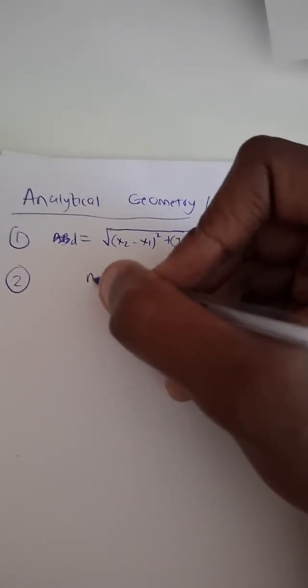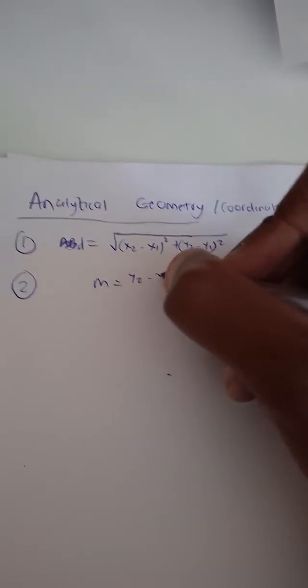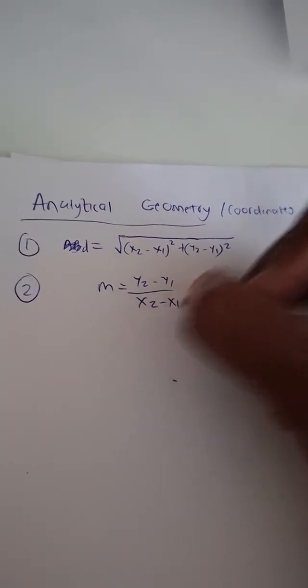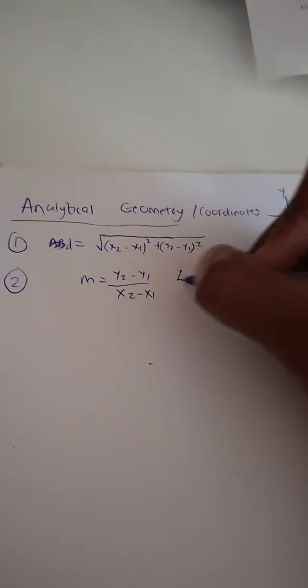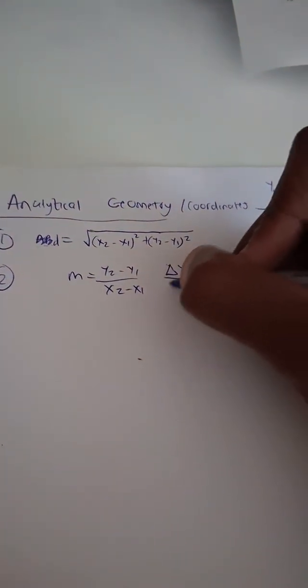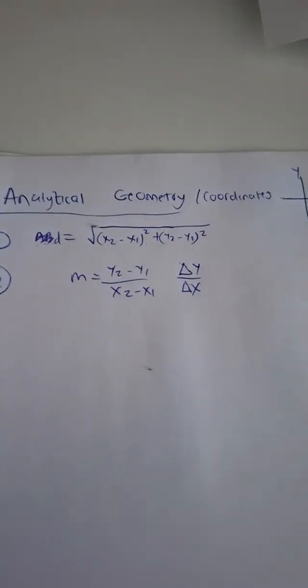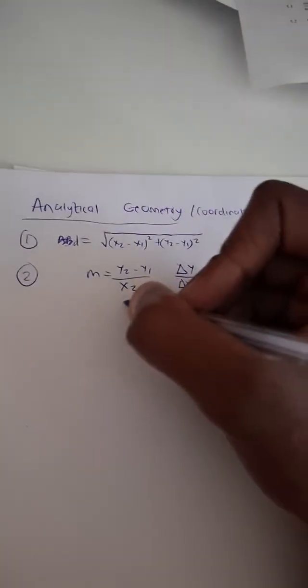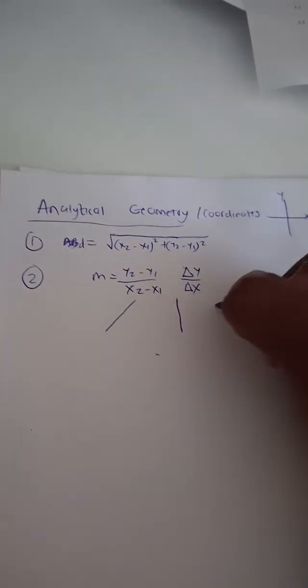2, gradient. y2 minus y1 over x2 minus x1. Let's not ever, guys, swap the formula: the change of y over the change of x gives the gradient. That's the second formula you need to know. Second to that, under gradient, you also need to know the following.